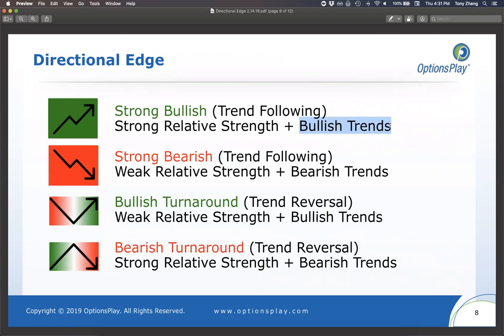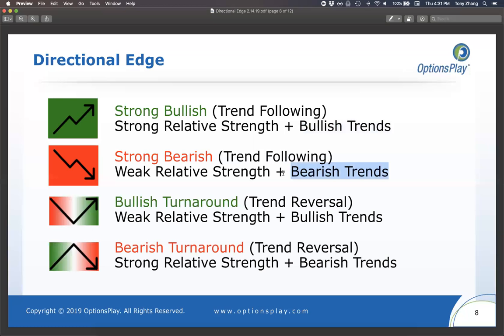On the other side, strong bearish stocks are stocks with weak relative strength, so a stock that's effectively underperforming the overall market and it's exhibiting bearish trends. So everything is weak and it's continuing to weaken. These are the bearish candidates that you would look for when you're trading stocks or options. So those 2, I think, are fairly easy to remember and to understand.